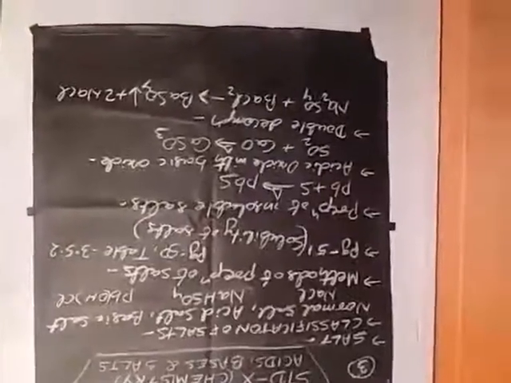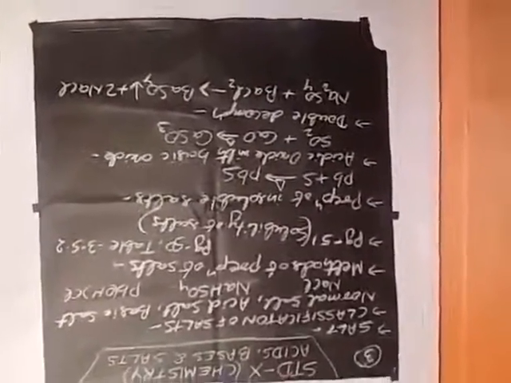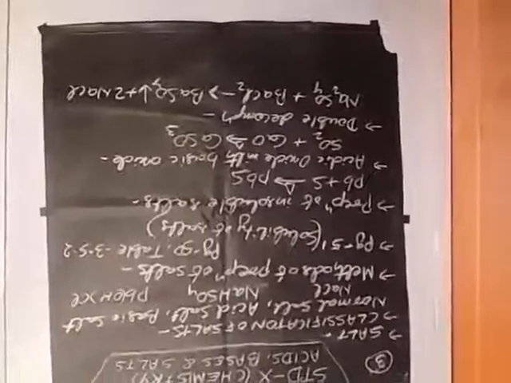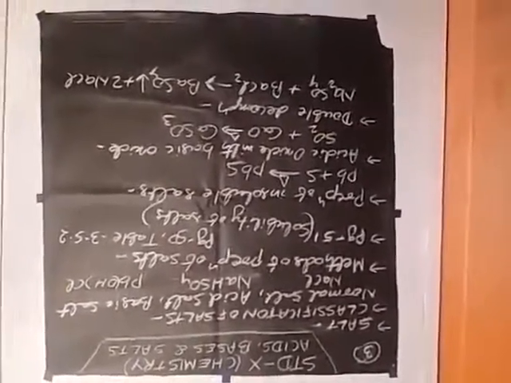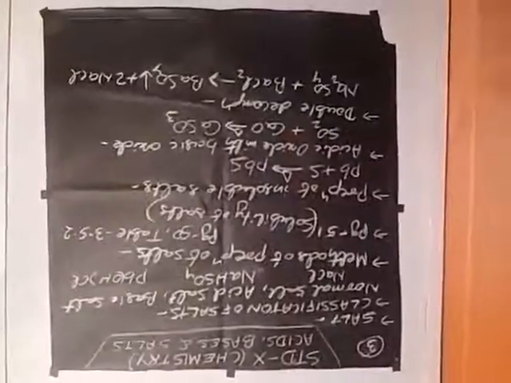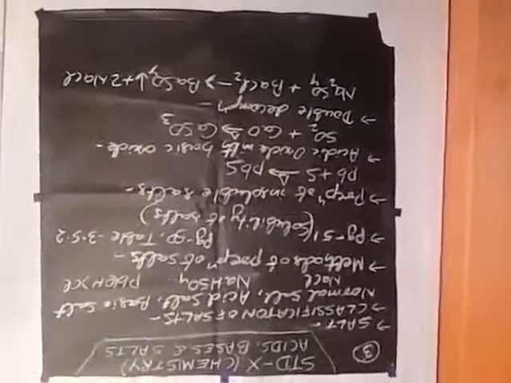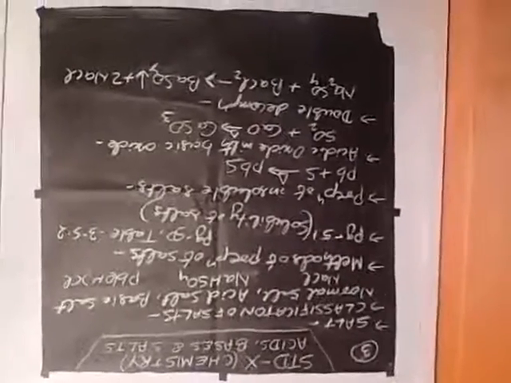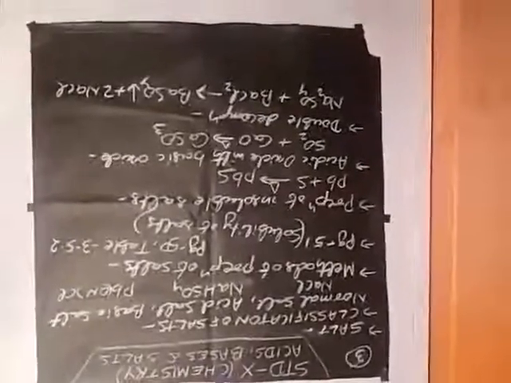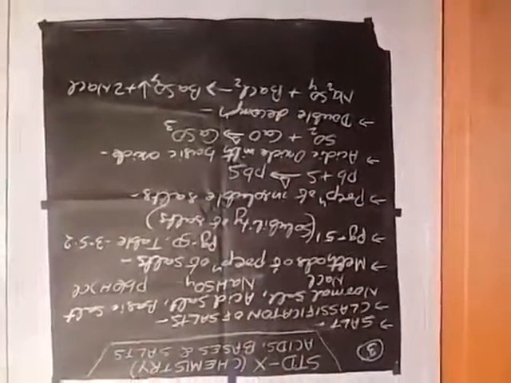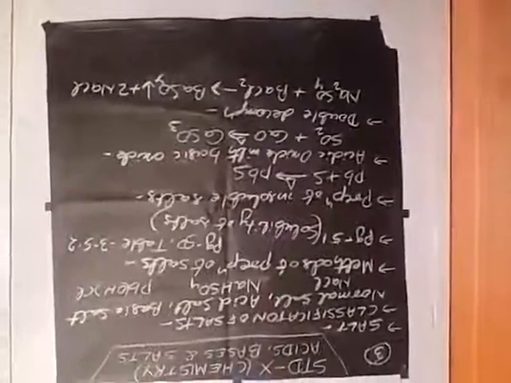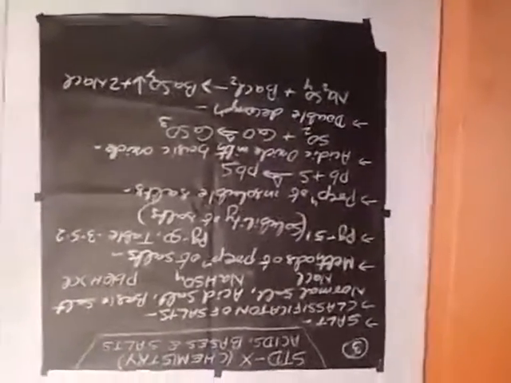See page 50, table 3.5.2, very important. How can you prepare salts? By direct combination, by simple displacement, by decomposition of a metallic carbonate, by metallic sulfides, and by a neutralization reaction or titration. These are important on page number 50, table 3.5.2. Then on page number 51, solubility of salts: which salts are soluble and which are not soluble. These are important tables, so you have to remember them.